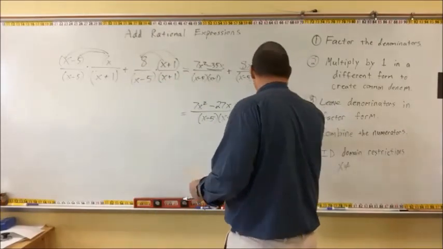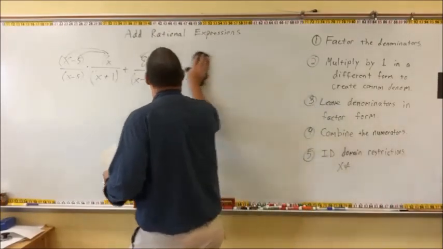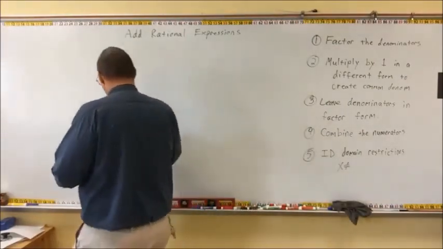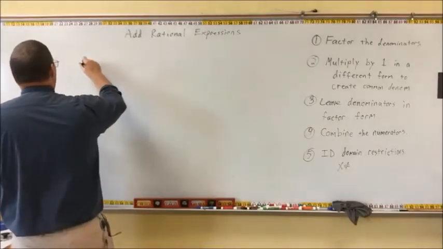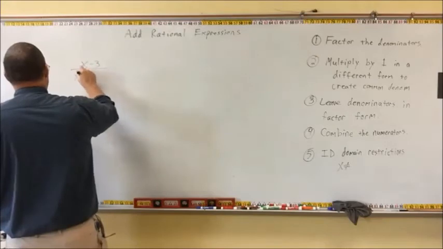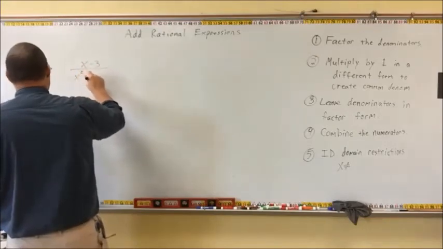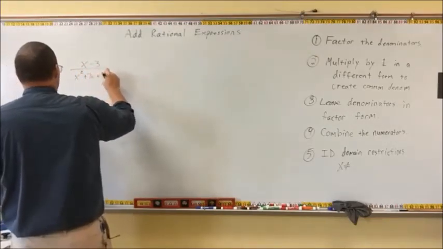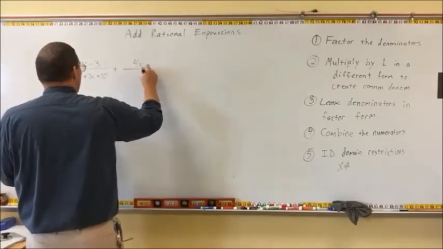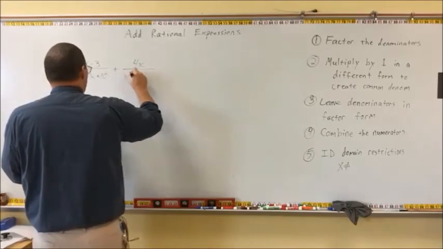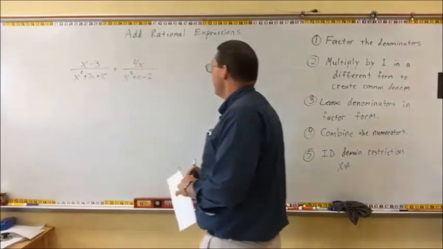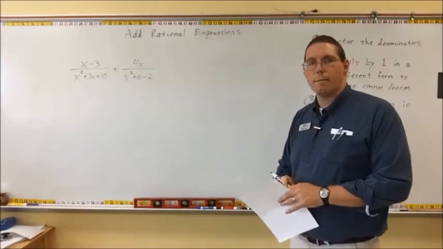Let's try one where we have to factor the denominator. All right? Let's say that we have x minus 3 over x squared plus 7x plus 10 plus 4x over x squared plus x minus 2. Now, step 1, factor the denominators.